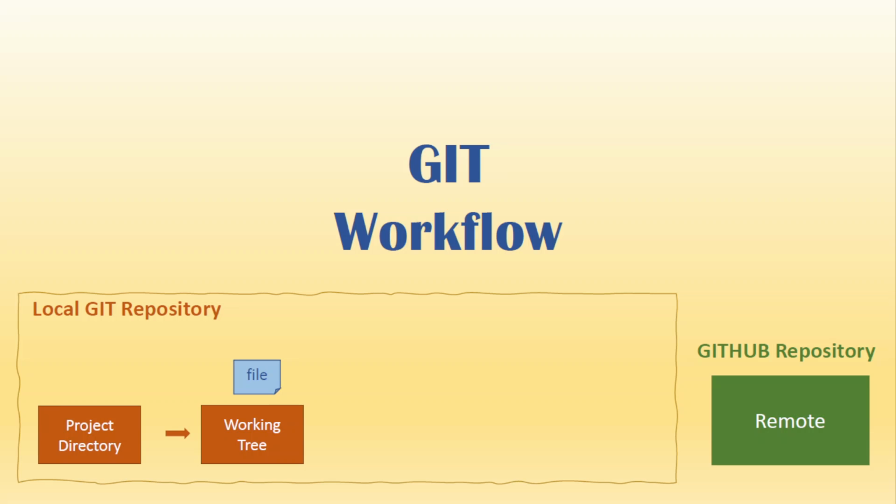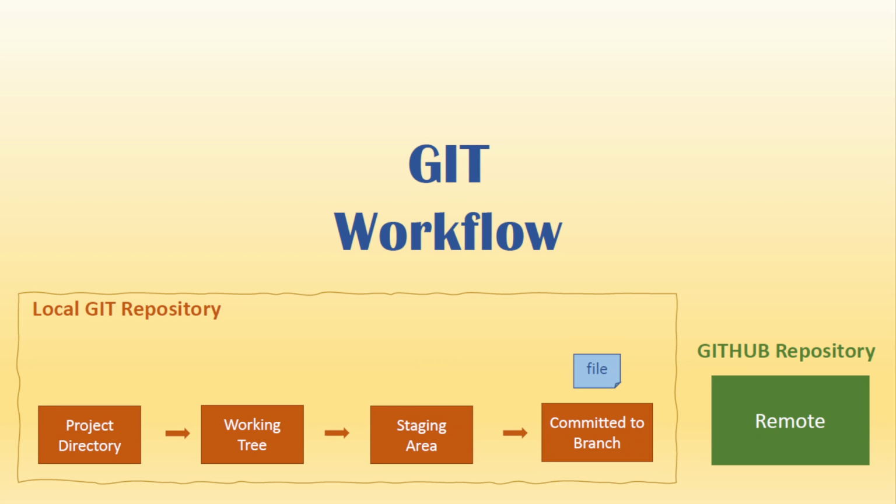As soon as you create any new file or make any changes to an existing file, it will come to the working tree. That is the area where it will first come. Once you do your required changes, you move that file to the staging area, and from the staging area you commit to a branch, and from that branch it will be pushed to the remote repository. So that is a typical Git workflow.